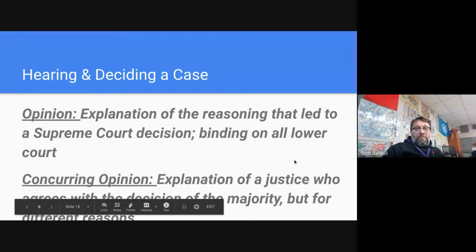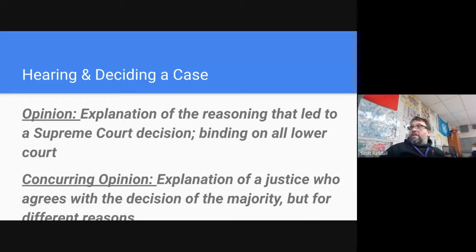All right. And then when a decision is made, the justices write an opinion. That's an explanation of the decision. You have the concurring opinion, from the people that agree with the majority opinion, but for different reasons in many cases. A lot of times justices voted yes on a case or no on a case, they had the same decision, but they'll come to different conclusions on why they came to that decision.